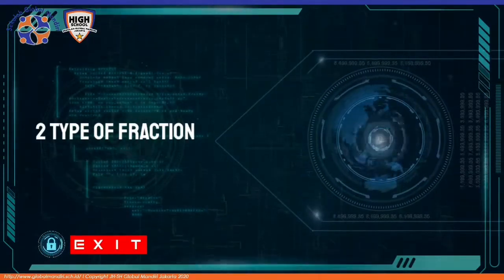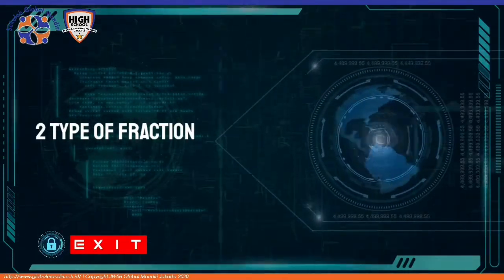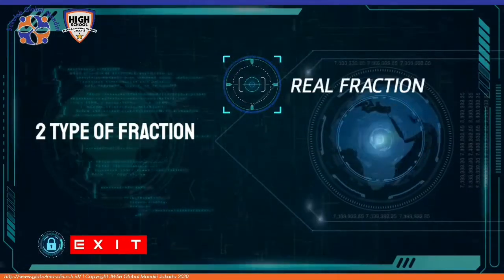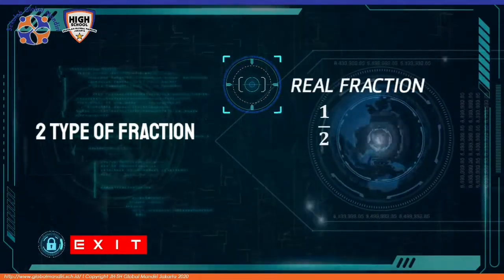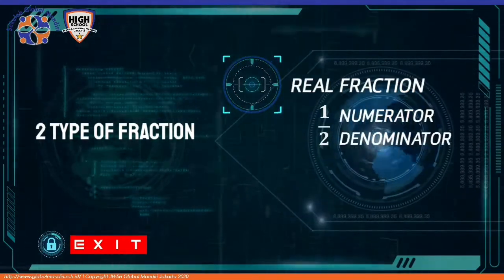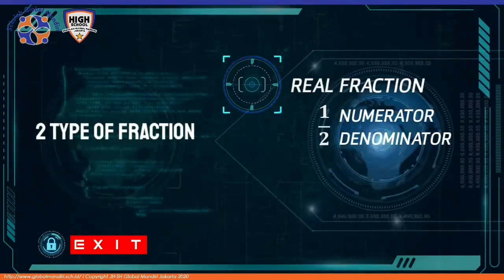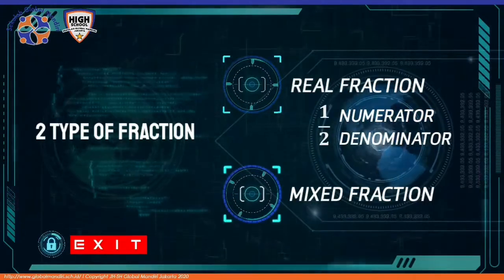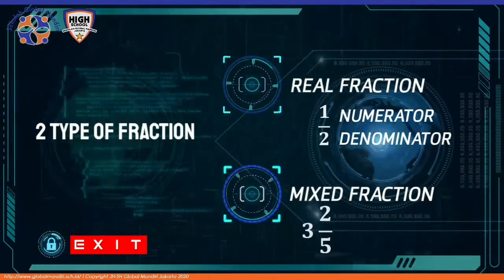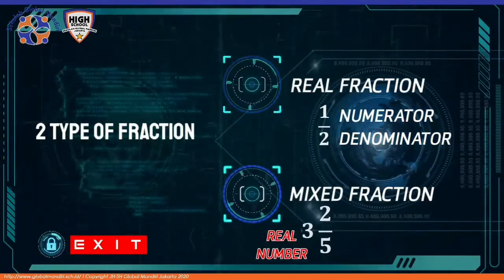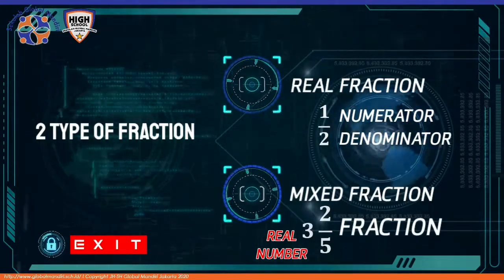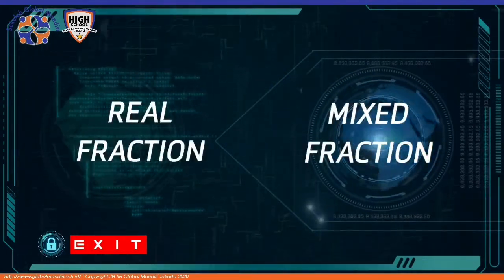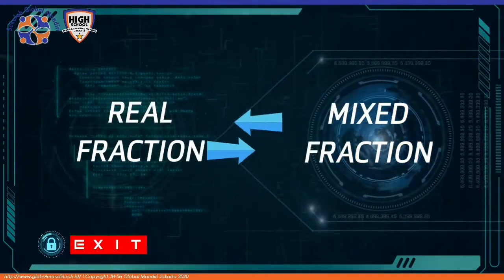Basically, there are two types of fraction. The first one is real fraction, or the fraction only have numerator and denominator. The second one is the mixed fraction, which is the fraction that have real number and fraction. This type of fraction can be changed one to another.